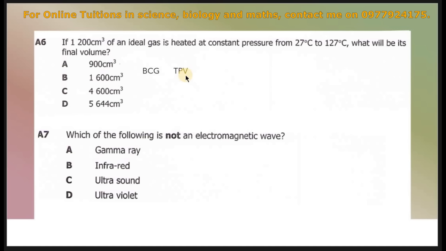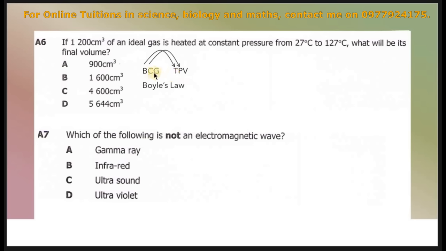So I read it like this. I say B goes with the first letter. This first letter, which is B, is Boyle's law. Then Boyle's law is at constant temperature. Okay, are we having constant temperature here? No, so we are not using Boyle's law here. Then this second letter matches with the second letter here, so this one goes with that, meaning constant pressure.